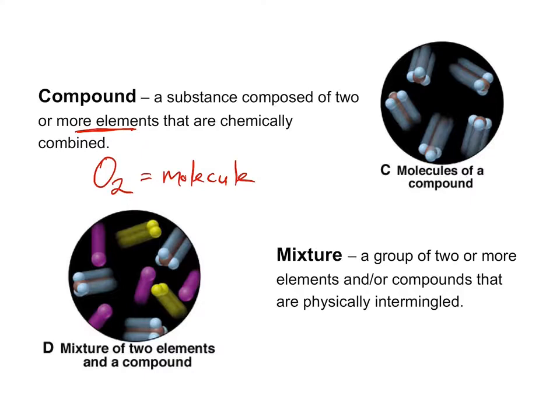So a mixture is a group of 2 or more elements and/or compounds that are physically intermingled. Okay, not bound together, but intermingling. They're sort of mixing around together, kind of like a big soup, but they're not necessarily bound together. So we'll look at some examples of that in just a moment. But just so you differentiate, a compound falls under the pure substance, and the mixture falls under a mixture.